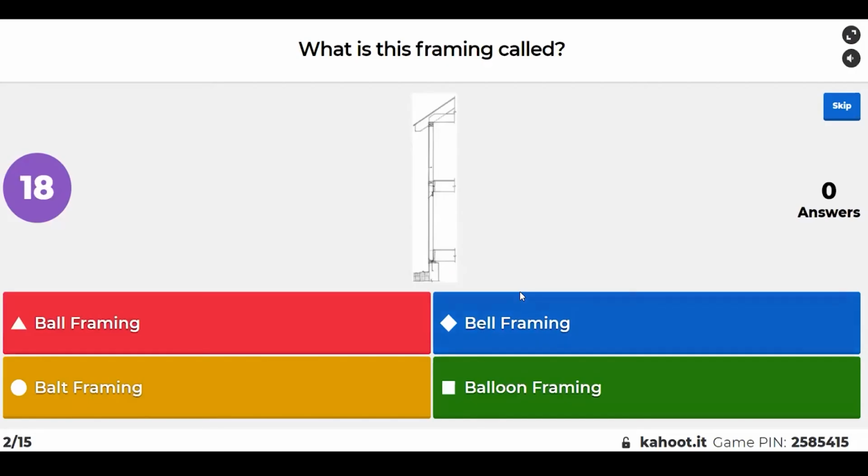This is helpful. Okay, so now this one is all the way connected through all stories, and that's the balloon framing, right? Yeah, balloon framing would be the best answer for that. Oh, there we go.